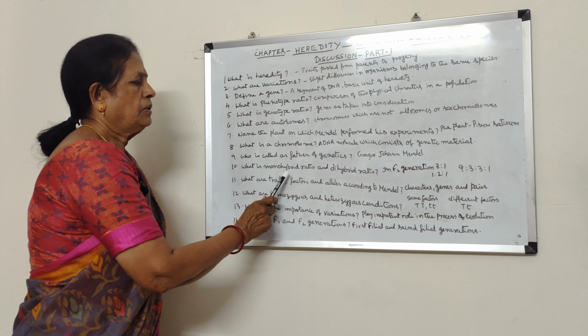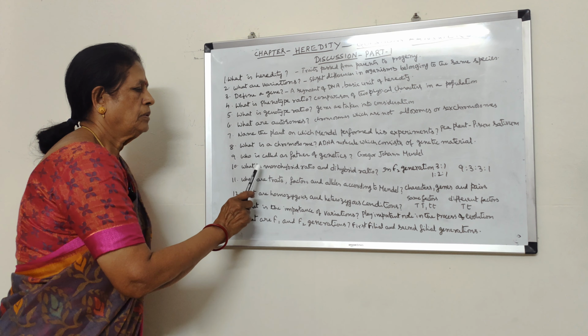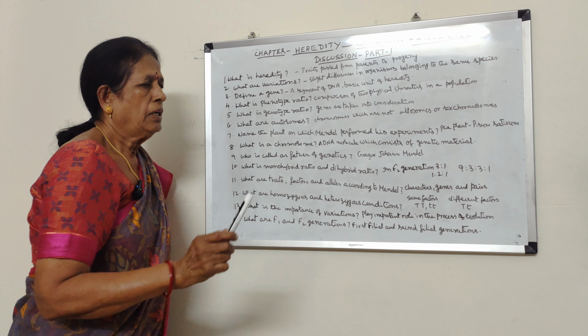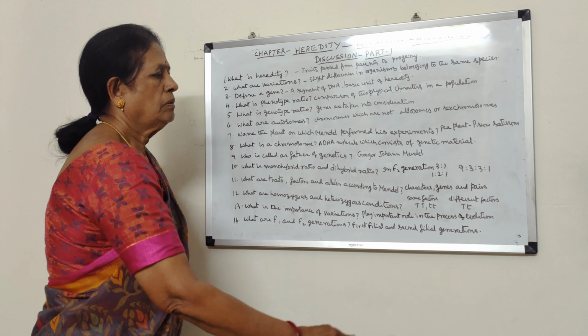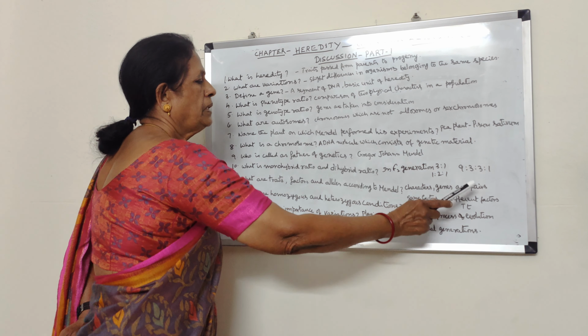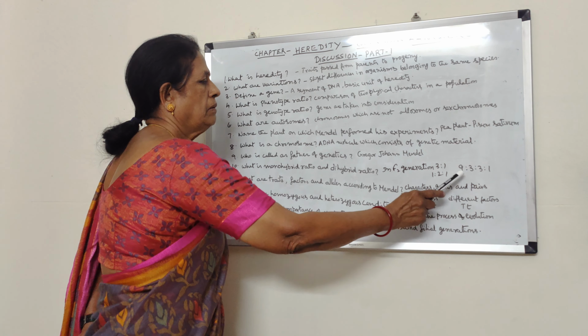And next, what is monohybrid ratio, dihybrid ratio? In the monohybrid ratio, only one character with different traits is taken into consideration, and in the F2 generation the phenotype ratio is 3:1, and the genotype ratio is 1:2:1. In the dihybrid ratio, two characters are taken into consideration, and the ratio is 9:3:3:1.